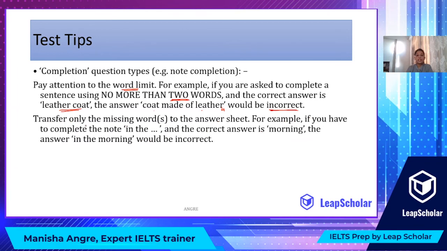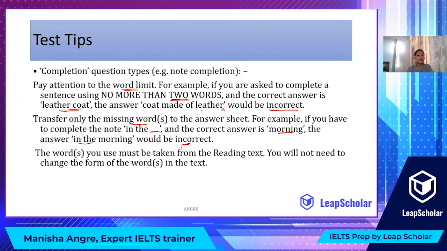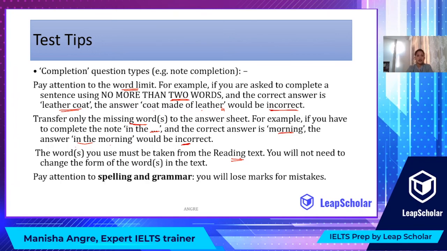Second thing, transfer only the missing words. For example, here the blank is in the gap, and the gap requires you to write morning. Instead of that, if you write in the morning, it will be considered incorrect, because the word in was already given to you in the question. Writing it again would be redundant. Further, the word should be taken from the reading text only. You should not paraphrase or write a synonym for the word that is given to you in the passage.